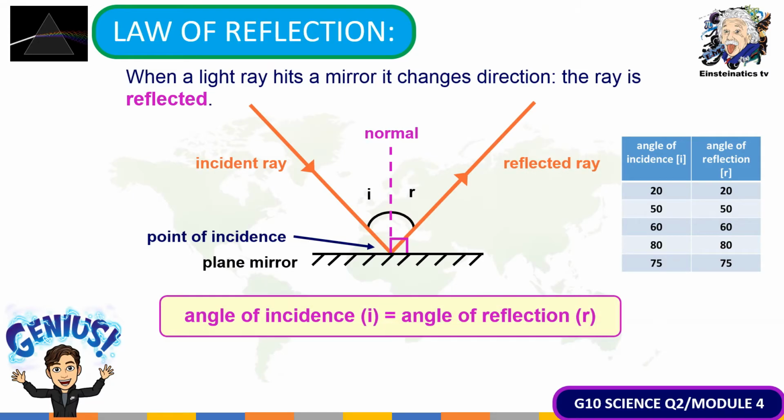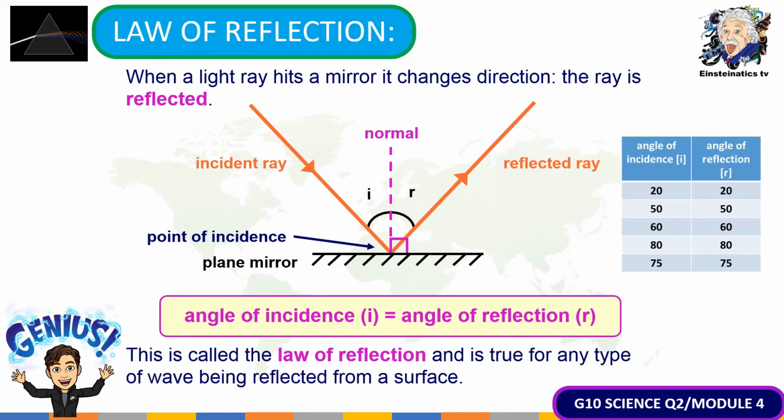Now, to sum it up, yung law of reflection states that the angle of incidence is equal to the angle of reflection. So, such as this one. Kung titingnan natin kung ano yung number or angle ng angle of incidence, ganun din yung angle of reflection. So, kung 20 dito, 20 din sa reflection. Kung 50 sa incidence, 50 din sa angle of reflection.